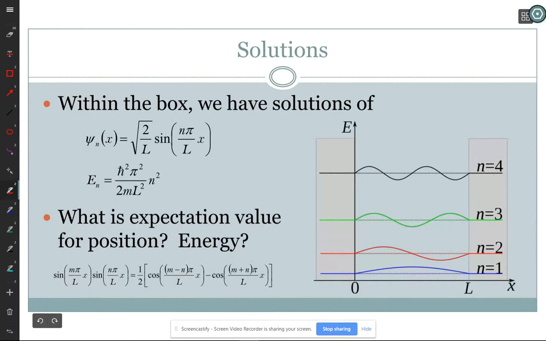All right, now just reviewing our solutions. We have the solutions here. The psi sub n's all have the same normalization constant, square root of 2 over L, times sine of n pi x over L. The energy was h bar squared pi squared over 2mL squared times n squared for each of those states. So if n equals 1, you're in the lowest energy state, and you have just one hump on your wave function. N equals 2, you're in the second energy state, and you have one up and one down, and so on.